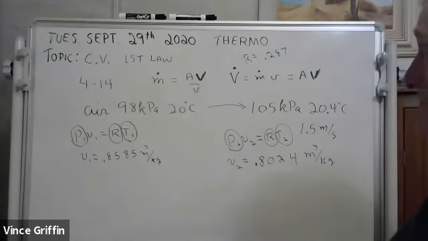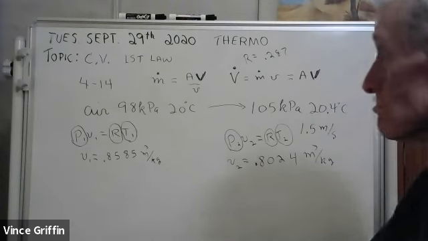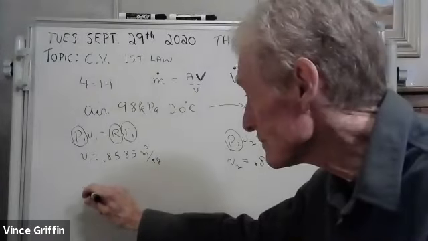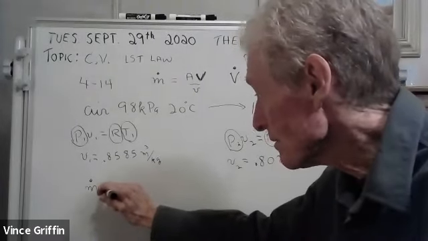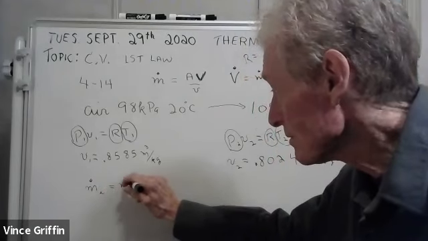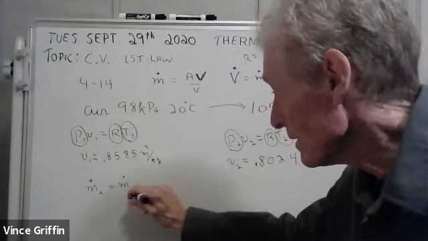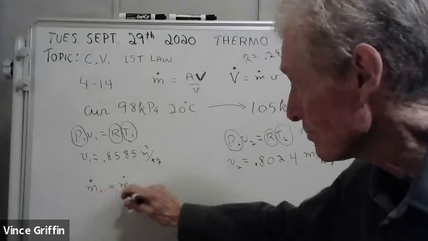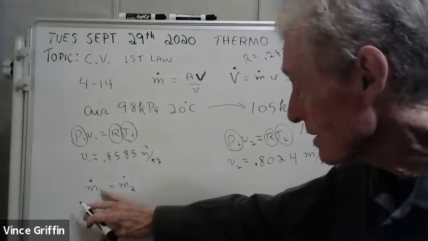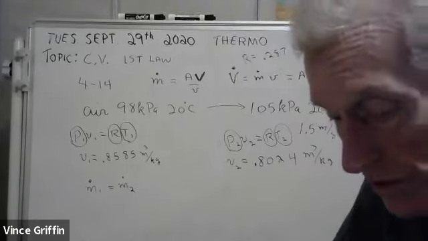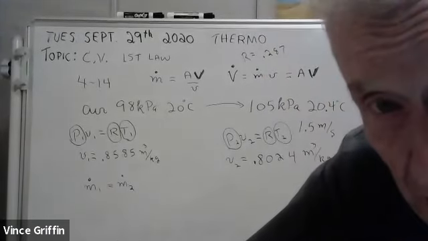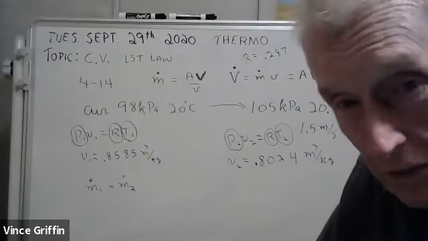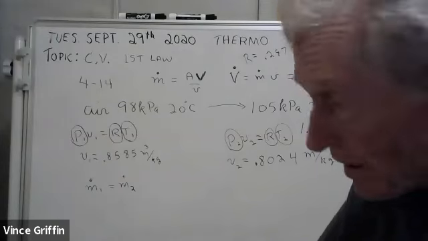Now, here's the thing. See, m dot coming in, incoming, is equal to m dot going out. Put a little e there maybe for exiting. Or you could say 1 and 2 if you like. 1 and 2 is better than i's and e's. You see that mass flow rate is the same. We don't want more mass coming in than going out. The thing will explode. They've got to be the same.